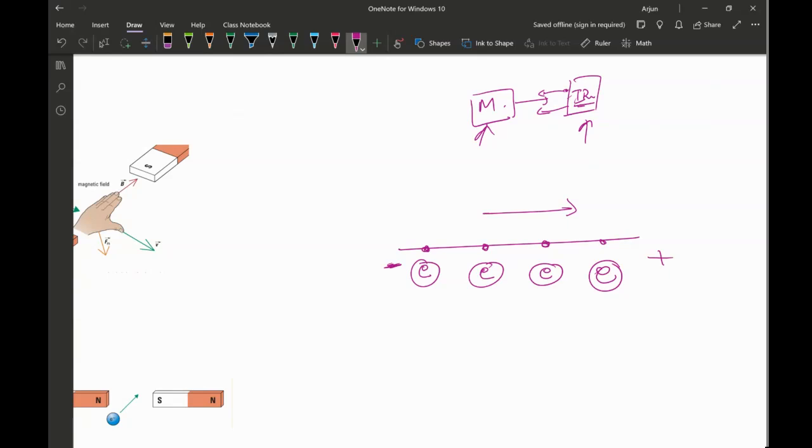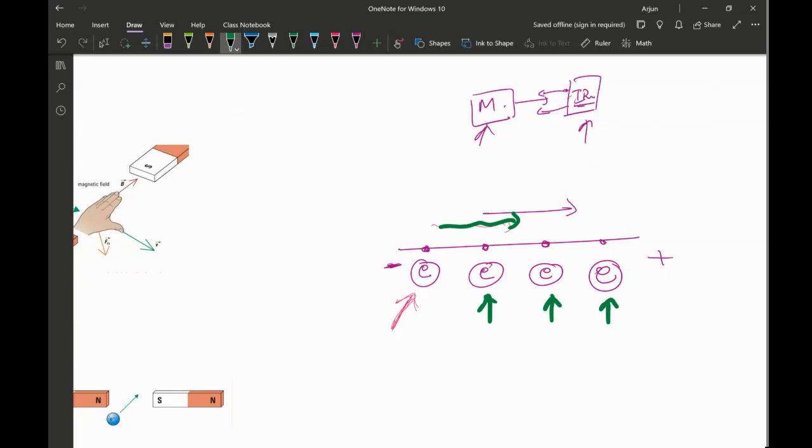Now, when the electrons start flowing, there will always be a magnetic field around this flow of electrons. So in a wire, in simple words, if there is a current in a wire, then there is always a magnetic field. If there is no current, meaning electrons are not flowing, then there won't be any magnetic field.